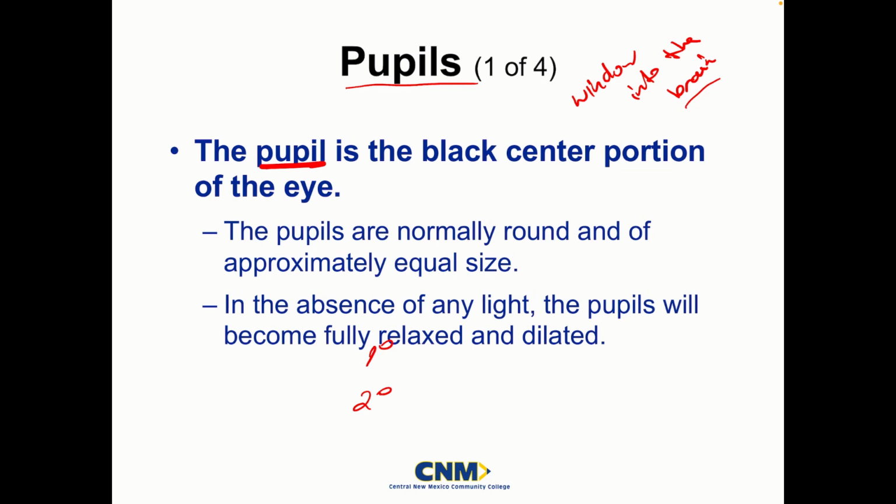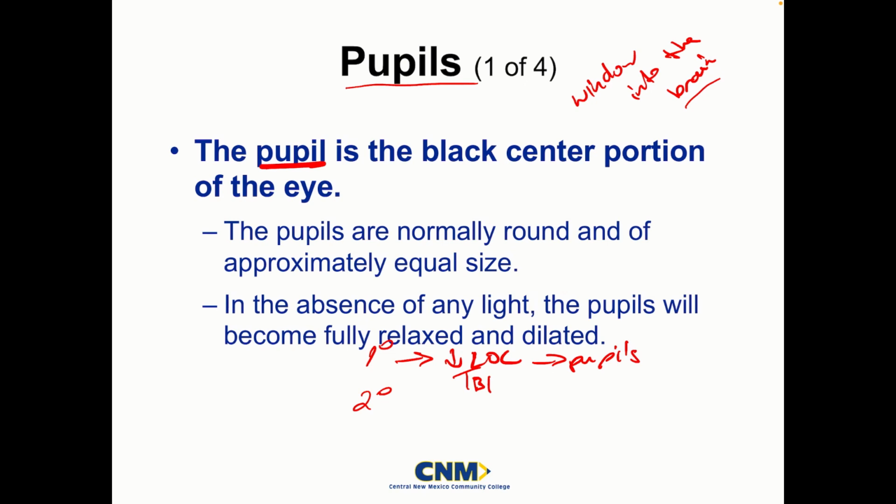When will I check pupils in a primary assessment? Any decrease or change in level of consciousness, I'm going to check pupils right off the bat, because maybe the pupils will tell me right away why they have a change in level of consciousness. I'll also assess pupils in the primary assessment in patients that maybe don't have a change in level of consciousness, but maybe will soon. So things like traumatic brain injury or TBI. Maybe they've suffered a head injury from a car accident, and I'm trying to assess whether they're going the route of potentially having an injury and having, unfortunately, a decrease in level of consciousness.